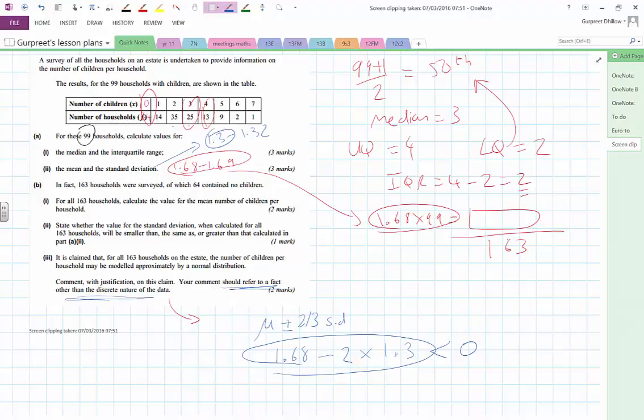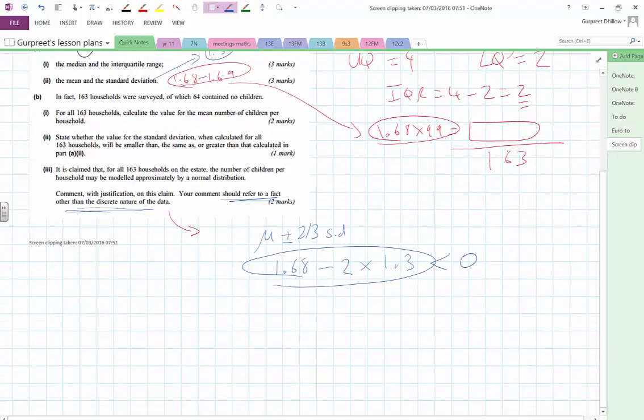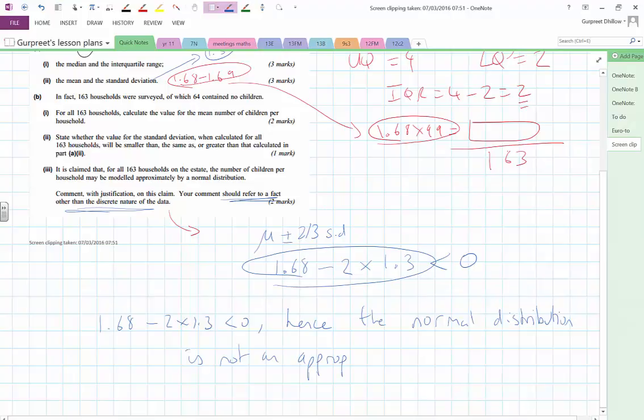So if we were to write the answer clearly, we could say 1.68 take away 2 times 1.3 is less than 0, hence the normal distribution is not an appropriate model. But without the explanation, you didn't get any marks for just saying it's not an appropriate model. It was dependent. So we're going to question 2 next.